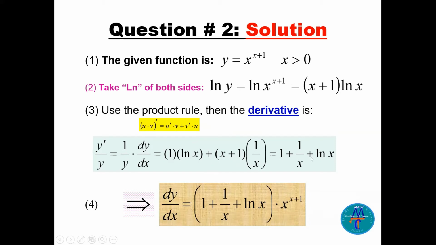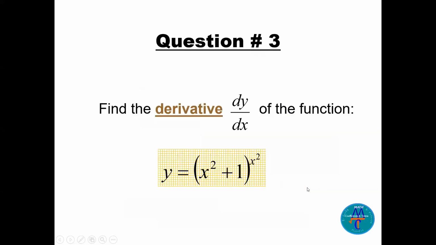Just multiply normally, you will get this one. You have to multiply all this by y. Remember, 1 over y times dy over dx. I need dy over dx, which is y prime. So I multiply all this by y, which is x to the power x plus 1. So just this is the derivative.